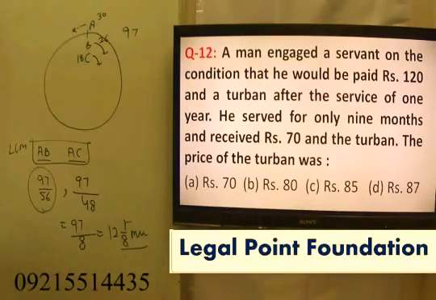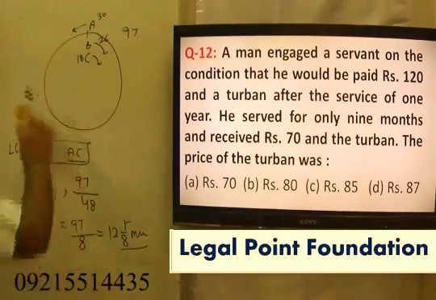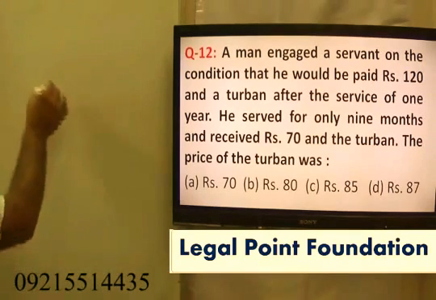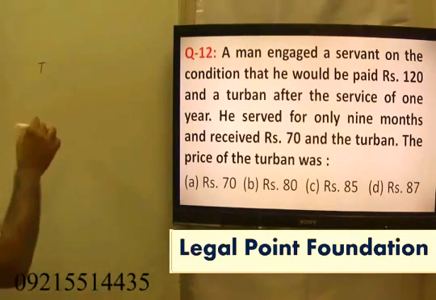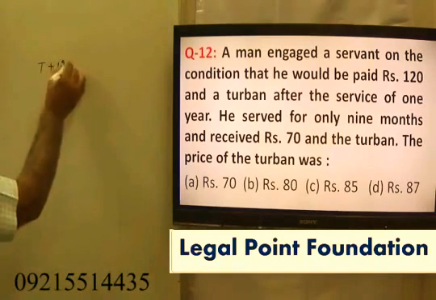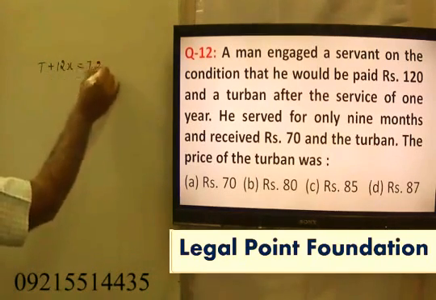Next we have question number 12 here. A general question in nature. What is given? There is a servant, on the condition that he would be paid 120 and a turban after a service of 1 year. A very old time. 1 turban, cost of turban is T and let us say monthly salary is X. It means 1 year salary is 12X, total would be 120, right?